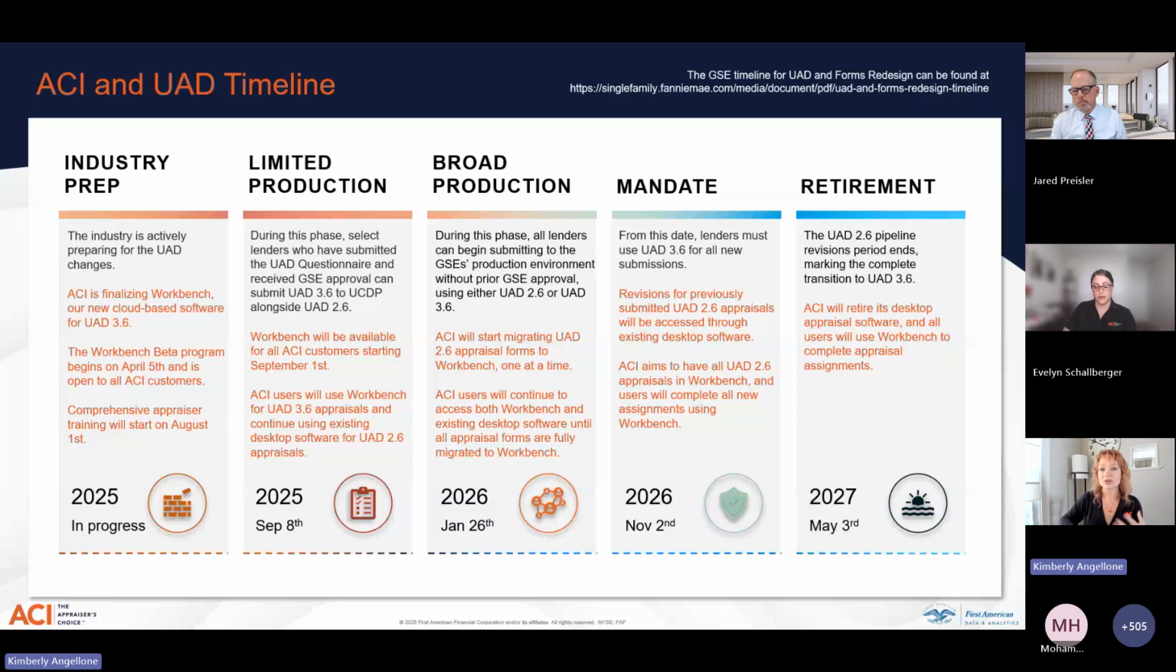At ACI, we are going to start migrating all of those 2.6 appraisals into Workbench. Starting in September, you'll have access to all of the UAD 3.6 appraisals in Workbench, but you'll still have to use the desktop solution for any of those legacy appraisal assignments. We're going to be moving them one by one into Workbench. That desktop software is dated, it's old, it's going to fade off into the sunset. We want to make sure that our appraisers have access to all of these tools, the dynamic information and data that's available at your fingertips.